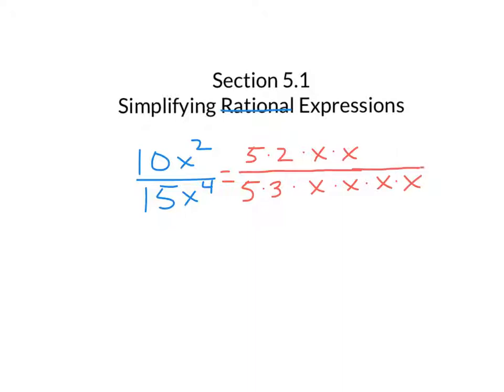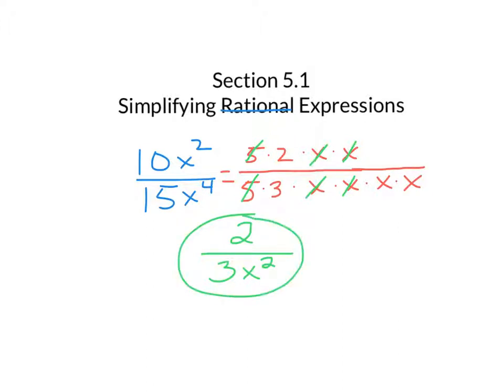Now I can factor out the common terms that are both in the numerator and the denominator because they are equal to 1. So 5 divided by 5 is equal to 1, so those are gone. This x divided by that x, they're gone, that's equal to 1. This x divided by that x, they're gone, they're equal to 1. So I am left on the top with just a 2, and on the bottom I'm left with 3 times x times x, which I am going to write as 3x squared. So I've simplified the rational expression that I started with.